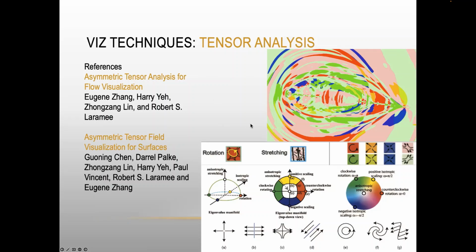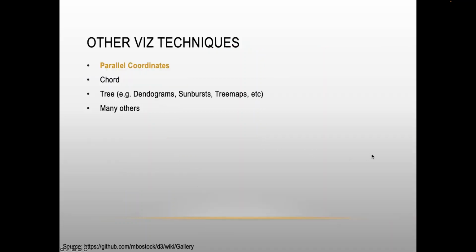I'm going to skip the tensor one, but if you're interested, you are welcome to take a look at those papers. This is again trying to represent 9 variables in 2 dimensions in a visual form. It requires quite a bit of coffee and thinking and seeing how it's being mapped. So I'm going to skip that for now.